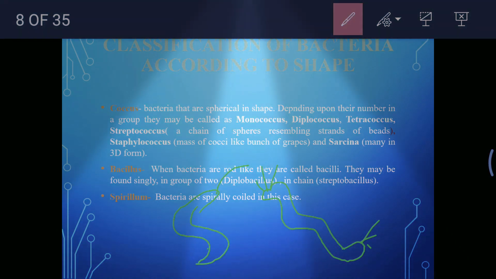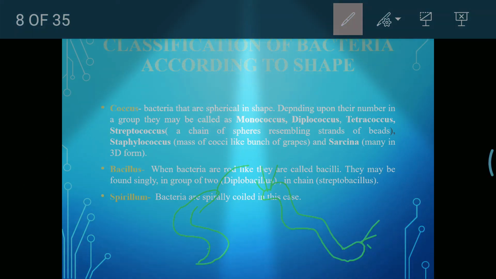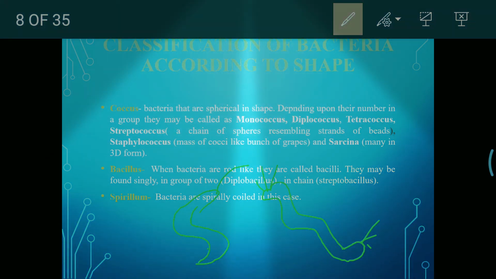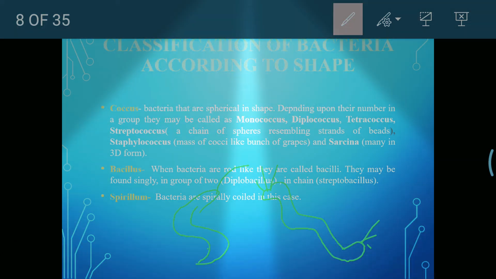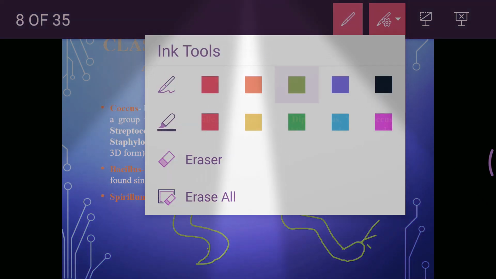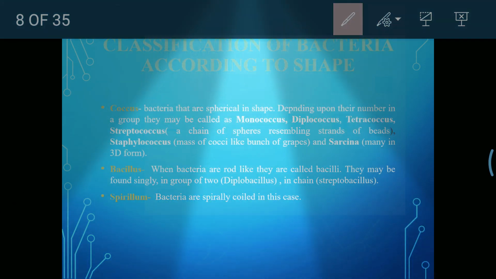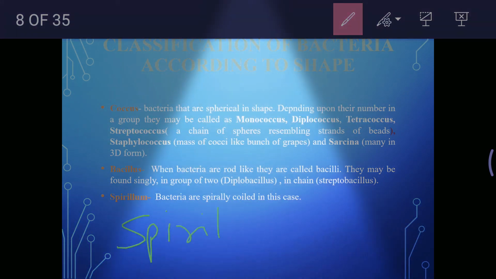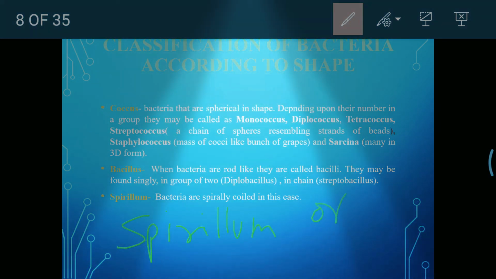The spiral bacterium is just a coiled bacterium, like a corkscrew. The way a corkscrew is twisted, in a similar way this one is also a twisted bacterium. They usually have rigid forms and may have two or three flagellum on the body. The examples for this bacterium are spirillum or spirochete.